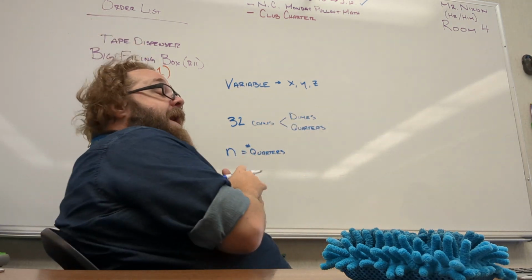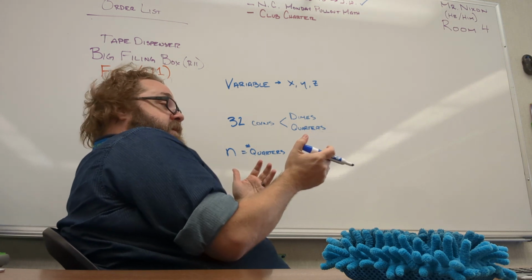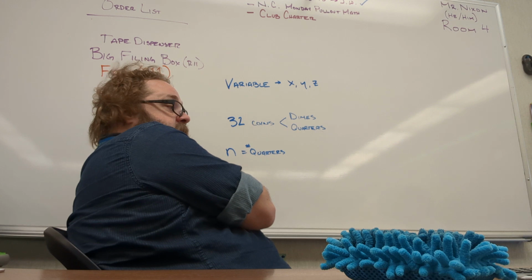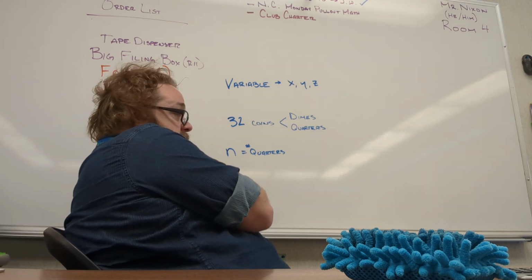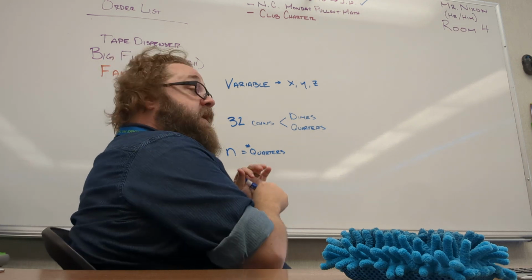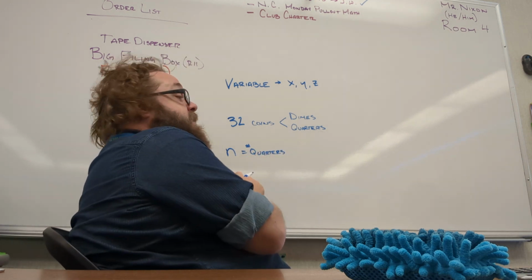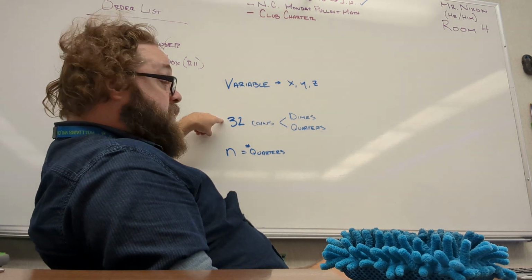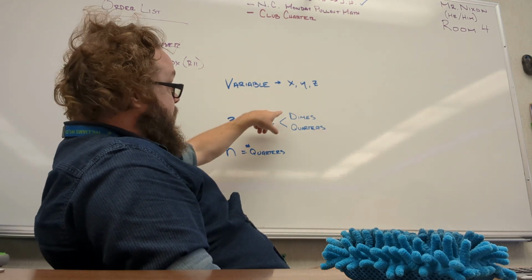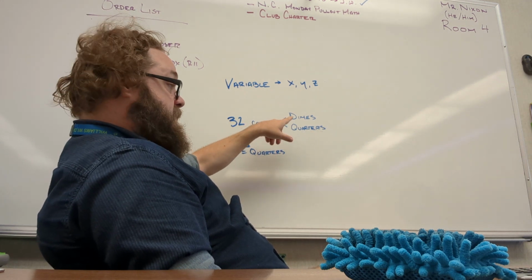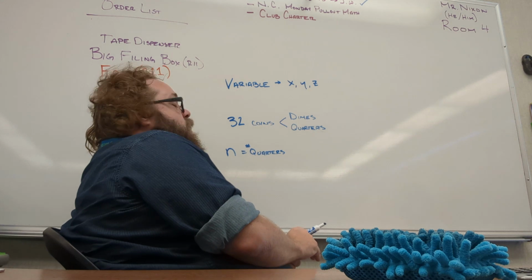Variable. And what we talked about in algebra, a variable is what? What did we say it was? You can look at the board. A letter. It's a letter. We use a letter to represent something because we don't know what it is yet. It could change, or it could be something that we haven't figured out. So n is the number of quarters. She has 32 coins, and they're either dimes or they're quarters. It's one or the other, okay? So how many total coins does she have?